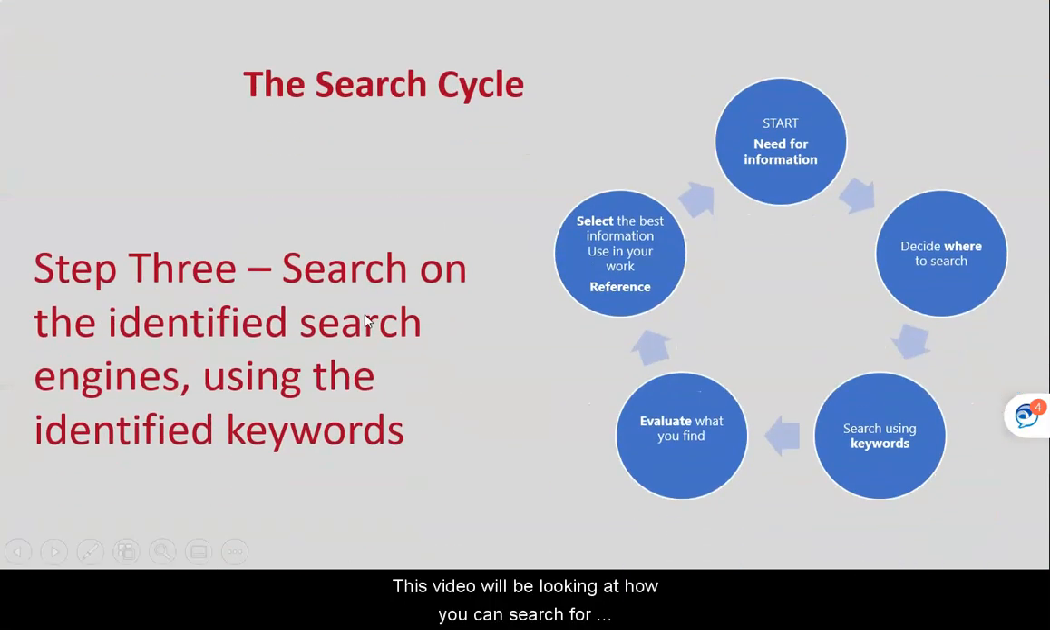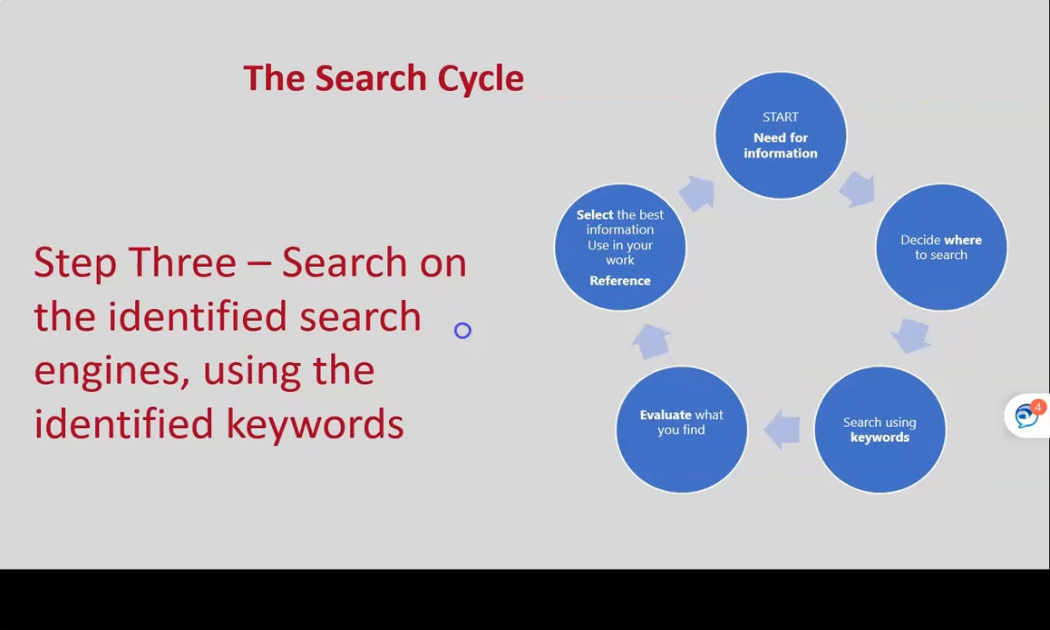In this video, we'll be looking at how you can search for relevant academic literature using the library search system in Library Online. This is step 3 of the search cycle, searching on the identified search engines using the identified keywords.